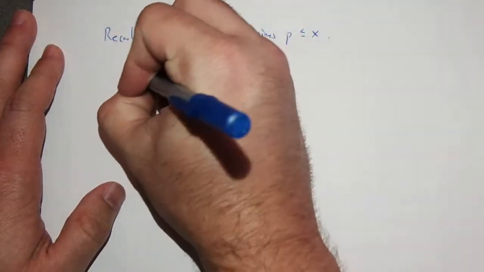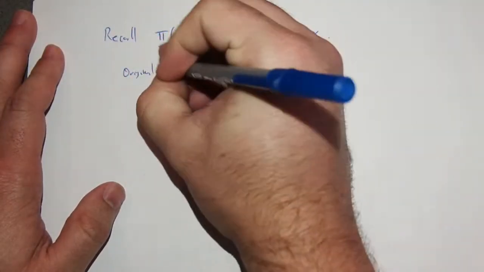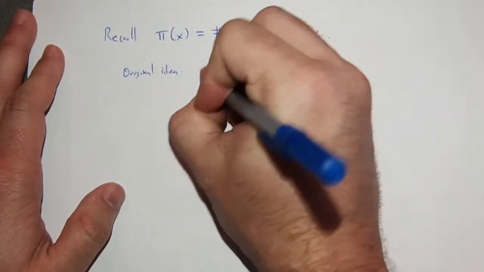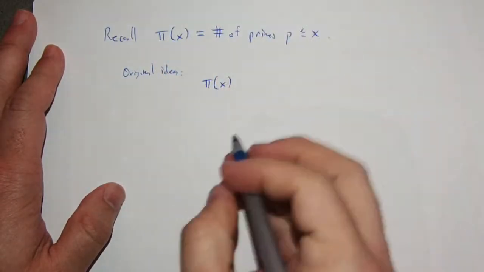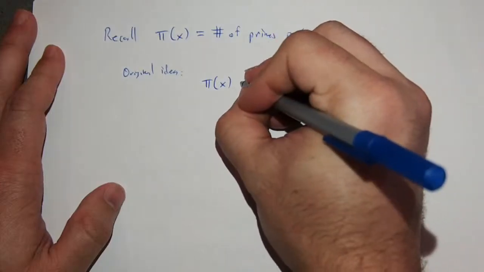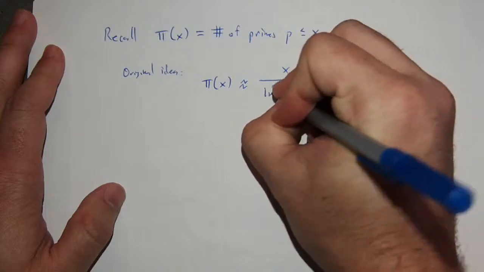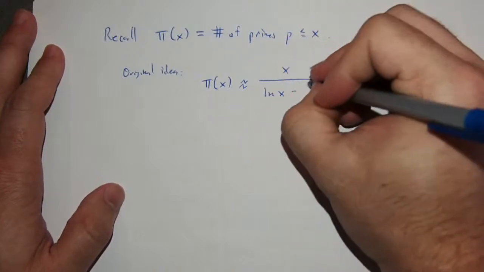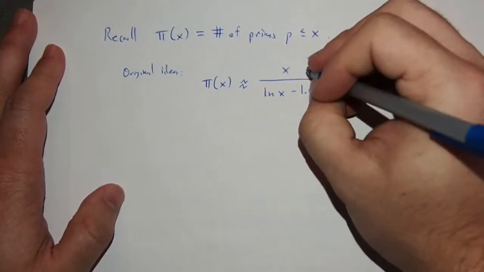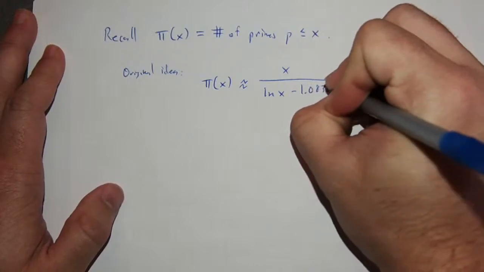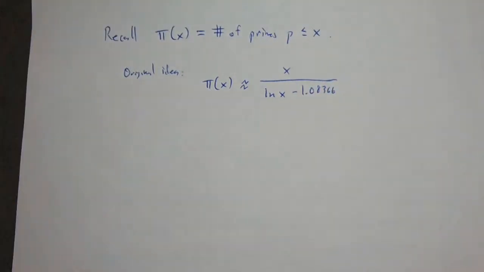Well, like 200-ish years ago, the original idea, I guess, was that pi of x was approximately x over ln of x minus some number, 1.08366 or something. Okay.